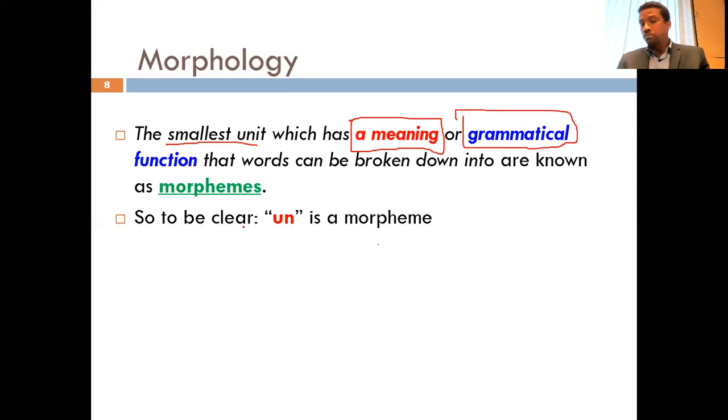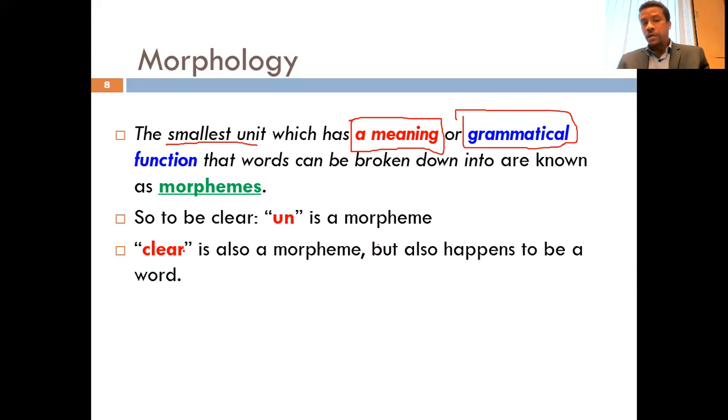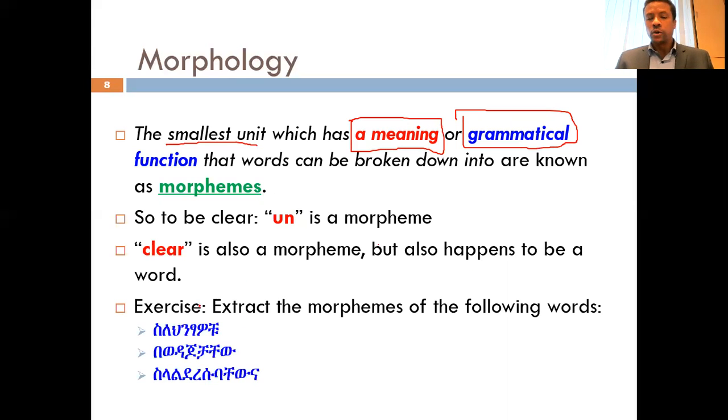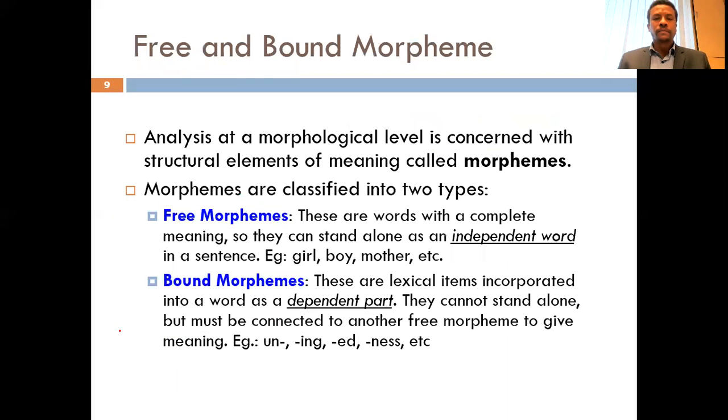We call them morphemes. So un is a morpheme. Clear is also a morpheme. But clear, in addition to being a morpheme, has a dictionary meaning. But un does not have any dictionary meaning, which means that it has a grammatical function. It has a linguistic function to serve. So you can actually exercise on this one. In the Telegram group post, if you have these words, what are the morphemes from these Amharic words? Try to split them by looking into the morphemes. Okay, this will be your exercise for today.